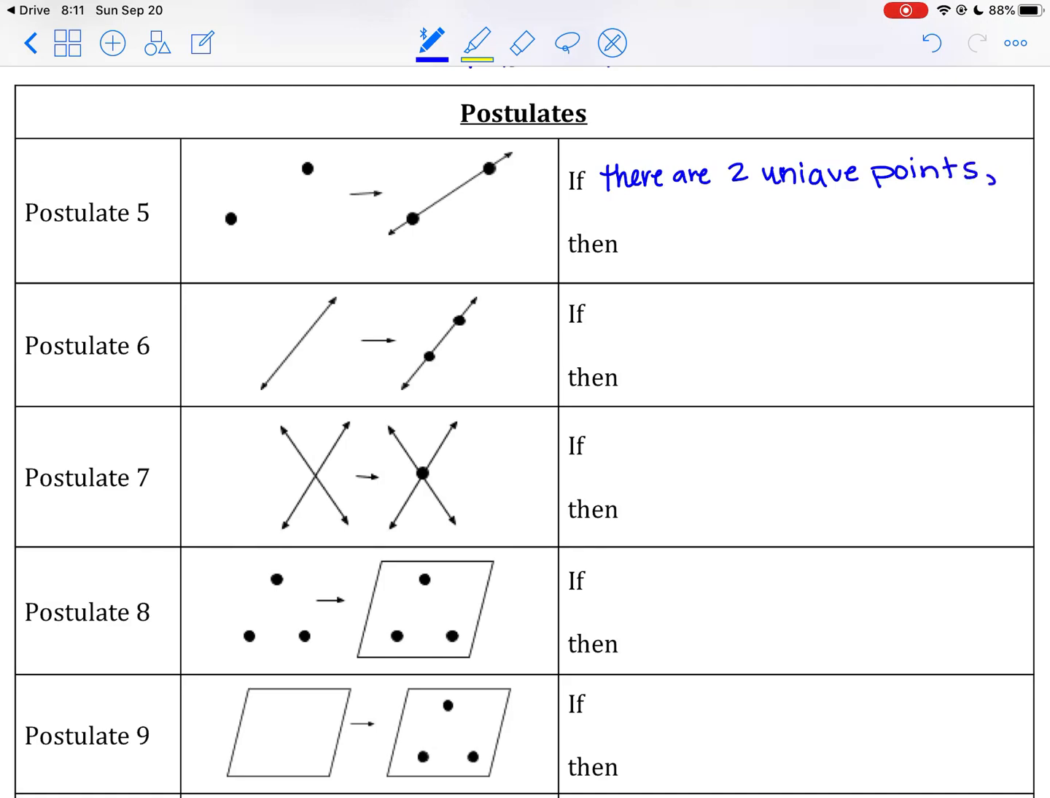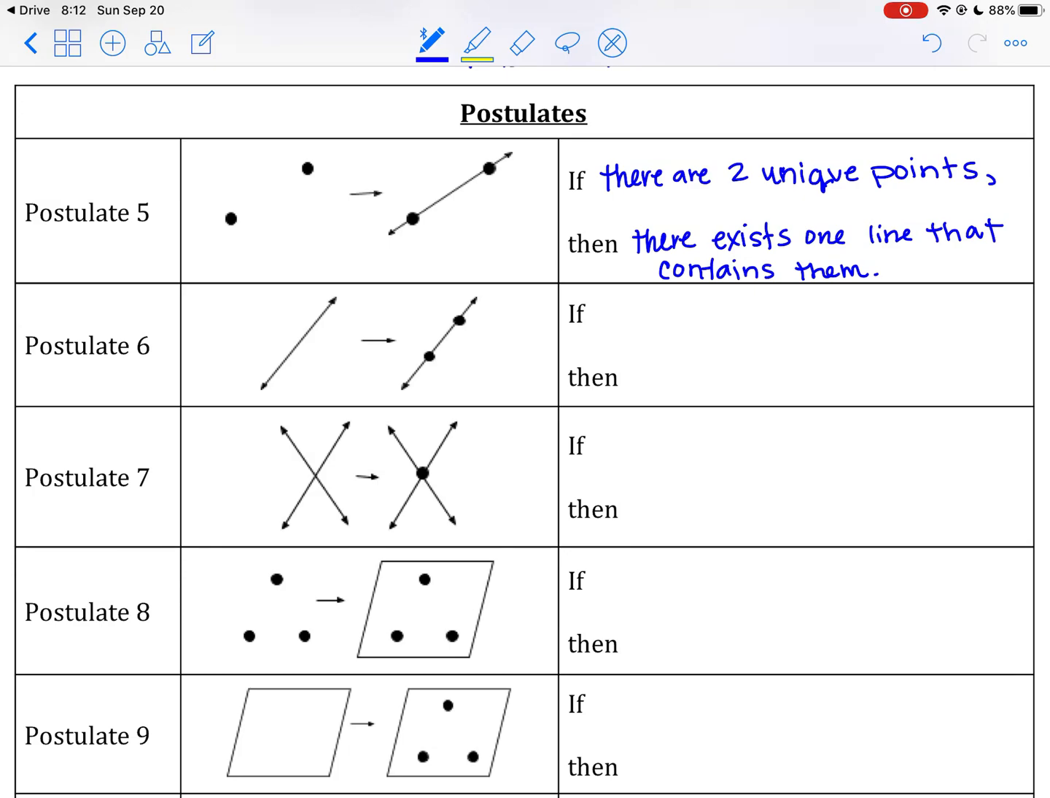So if there are two unique points, then there exists one line that contains them both. Through any two unique points, there is only one line that can go through those two.